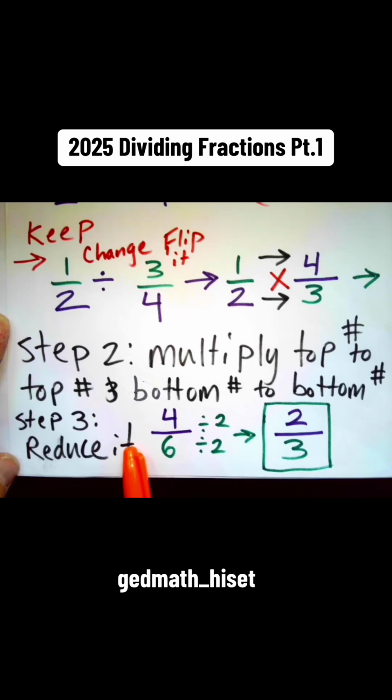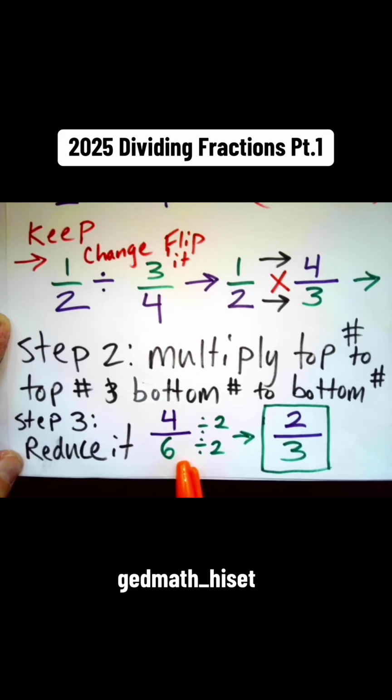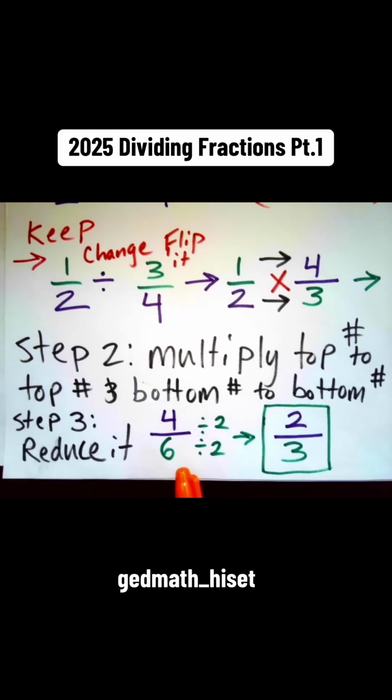So again, 1 times 4 is 4. 2 times 3 is 6. Let's reduce this fraction. 4 and 6 are both even numbers. I can divide both of these numbers, and I'll start with the smallest even number, 2. 2, 4, 6, 8, 10, those are even numbers. I'm going to divide by 2. So 4 divided by 2 is 2. Why? Because 2 times 2 equals 4. 6 divided by 2 is 3. Why? Because of the inverse operation, 2 times 3 equals 6.